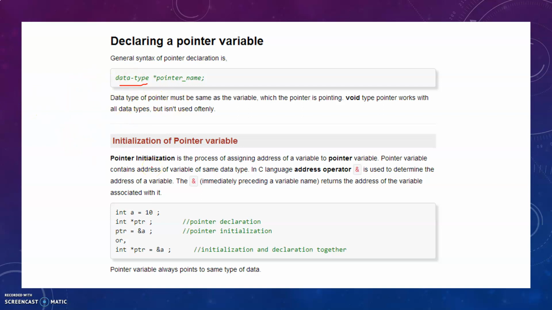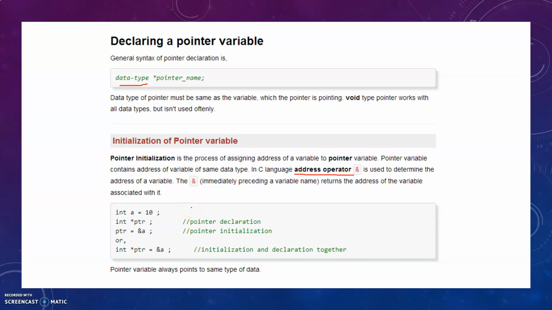Now coming to the initialization part. Initialization of a pointer is the process of assigning the address of a variable to it. That means I am giving some value to it. Initialization means I am giving some value to the variable, right? Now in C language, the address operator is accessed by ampersand. You have already written it: scanf %d, comma, &a, &b, like this. That means it is used to determine the address of the variable.